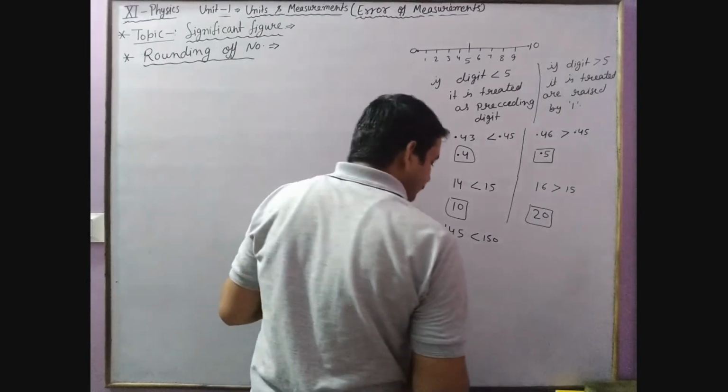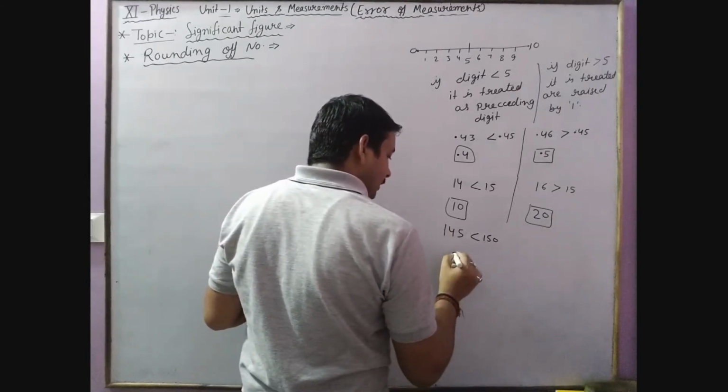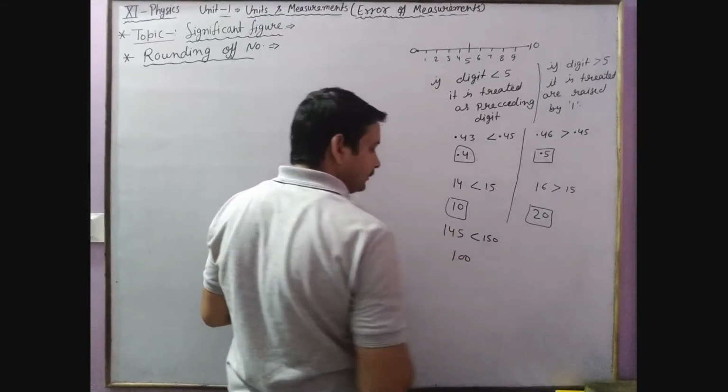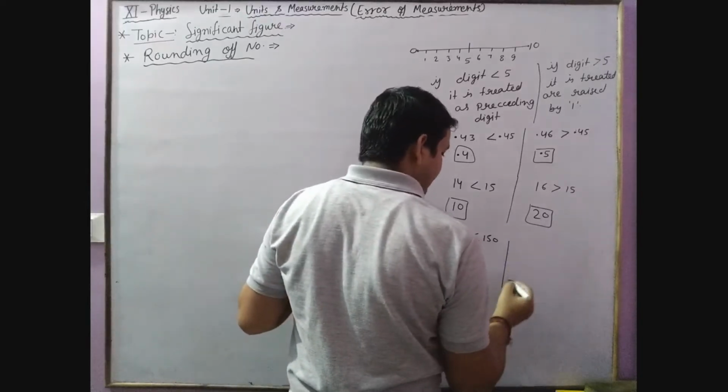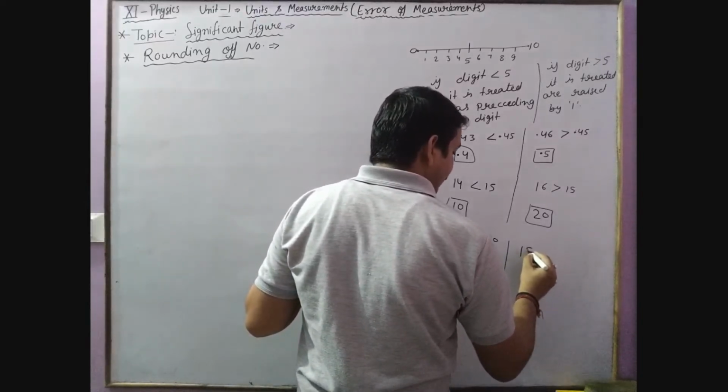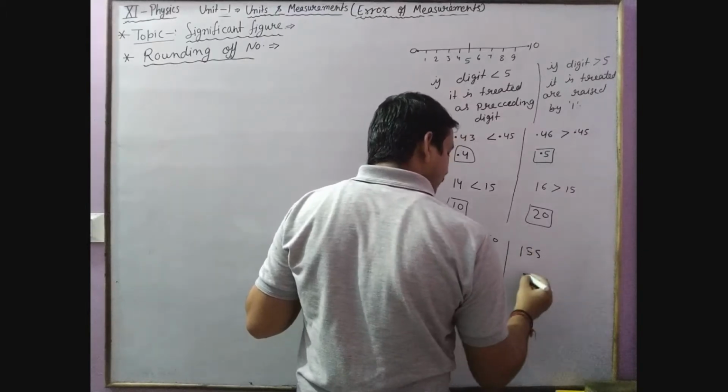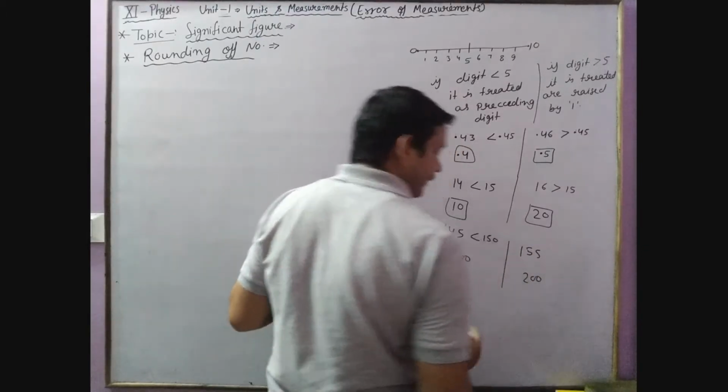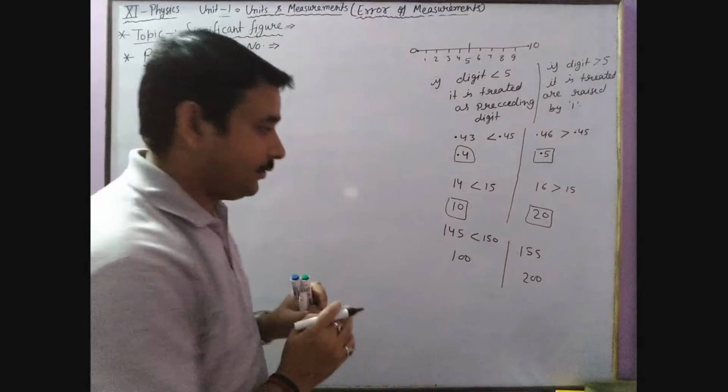Okay, therefore this will be treated as 100 only. And if it is 155, so it will be treated as 200. It is nearest 100 only.